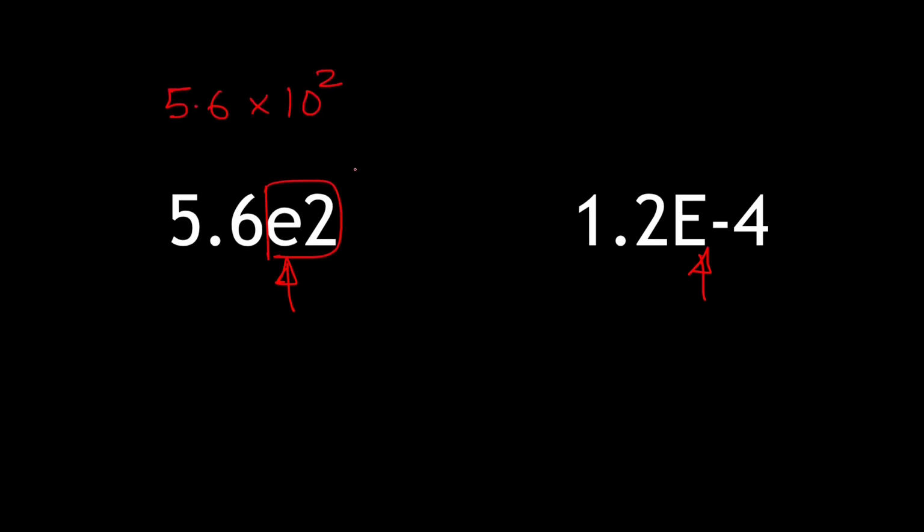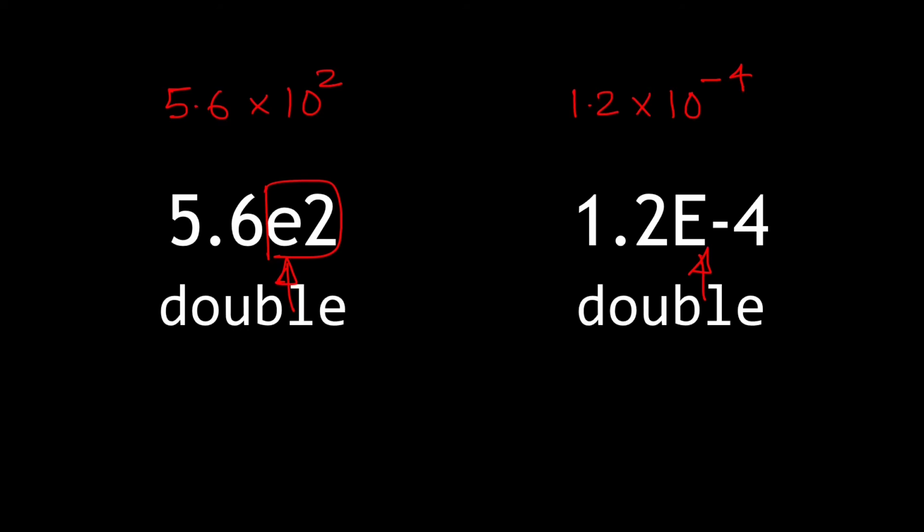The number on the left can be written as 5.6 times 10 to the power 2. Notice that the portion before the letter does not change but is now involved in a product with the exponent. Similarly, for the number on the right, the number becomes 1.2 times 10 to the power minus 4. Following a rule of thumb, we see both the exponential notation as well as the decimal notation, and thus the data type for these numbers is a double.